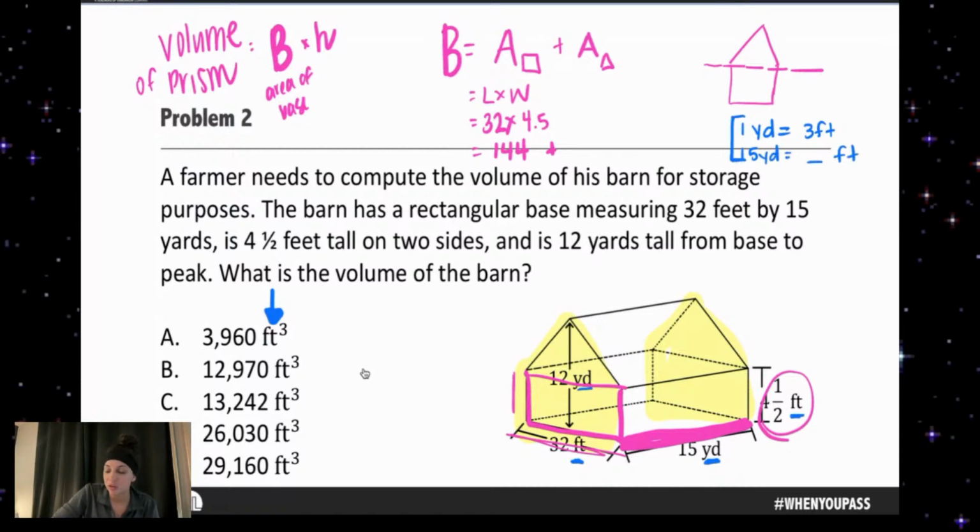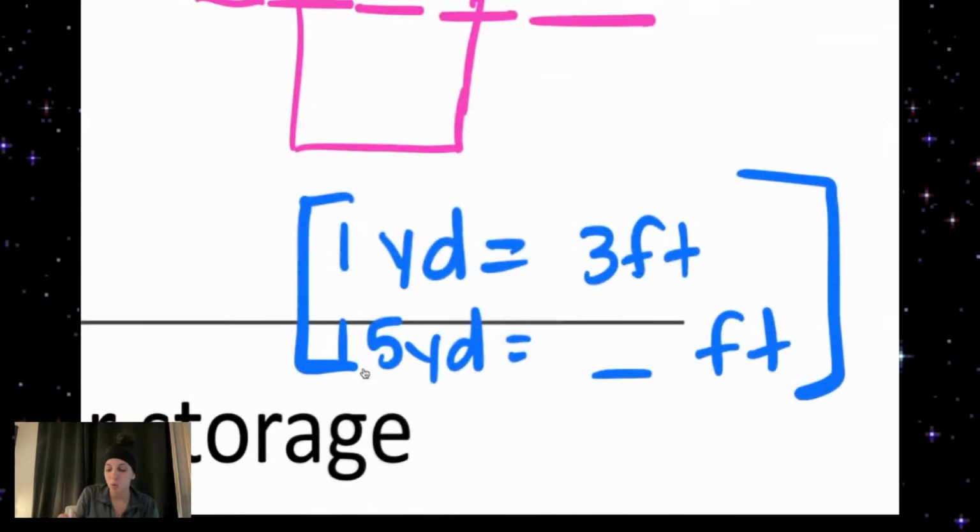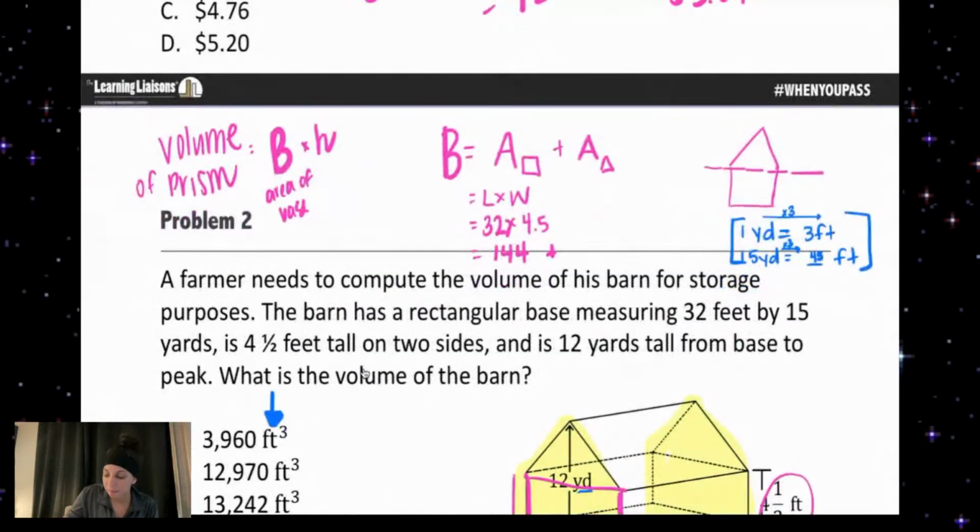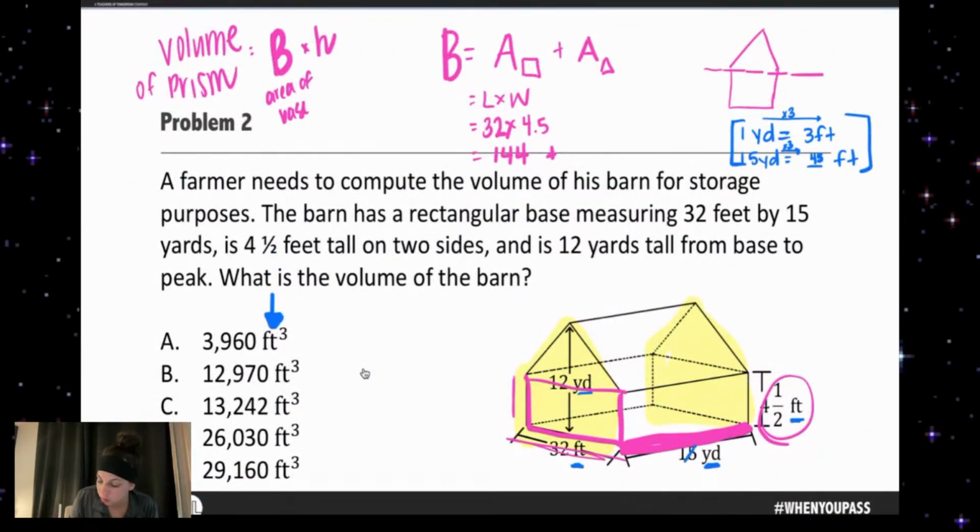And yes, this is how I do conversions every single time. So to get from yards to feet, how do I get from the number 1 to the number 3? Multiplication or division? Multiplication. 1 times 3 is 3. So 15 times 3 is 45. So that magically turns into 45 feet. And I need to convert my 12. So 12 yards equals times 3, 36 feet.